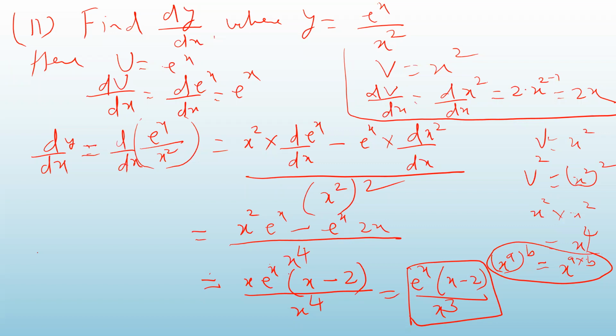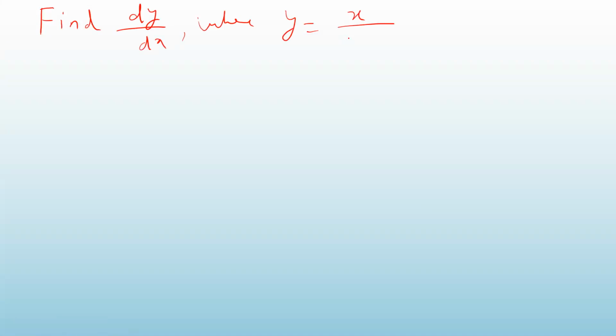Let us take another problem. See, what you have to do is simply identify u and v and apply the rule. Find dy by dx, where y is x upon x square minus 1, for example.